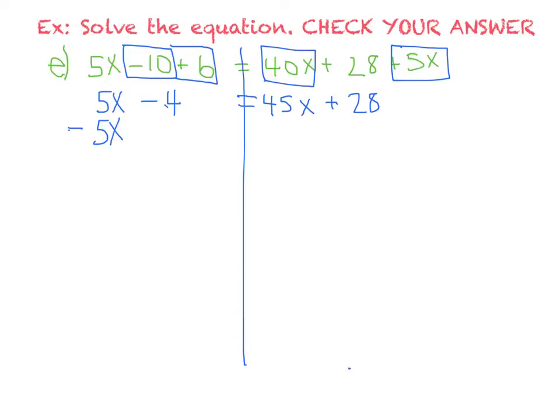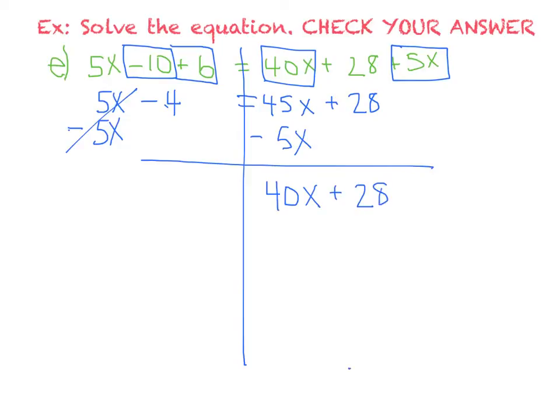So, we subtracted our 5x here. Goodbye. We subtract our 5x here. And let's copy down what we have. On this side, 45x minus 5x is 40x. Drop down your plus 28. And drop down your 4.